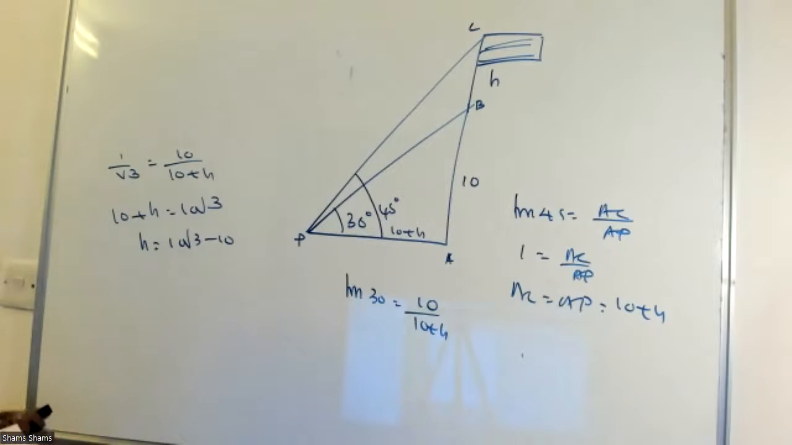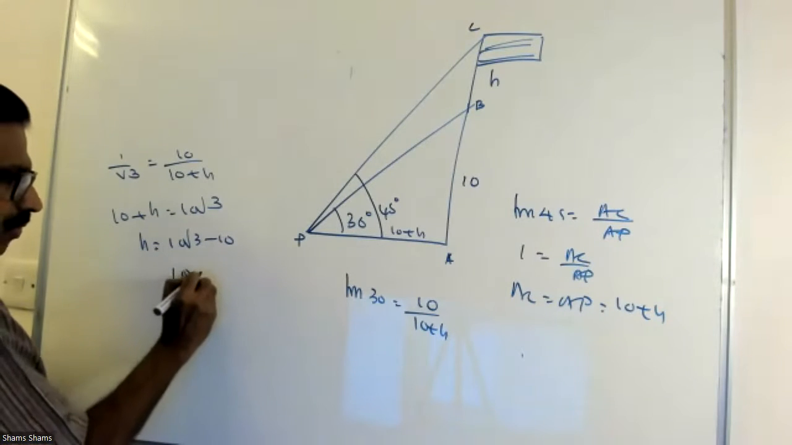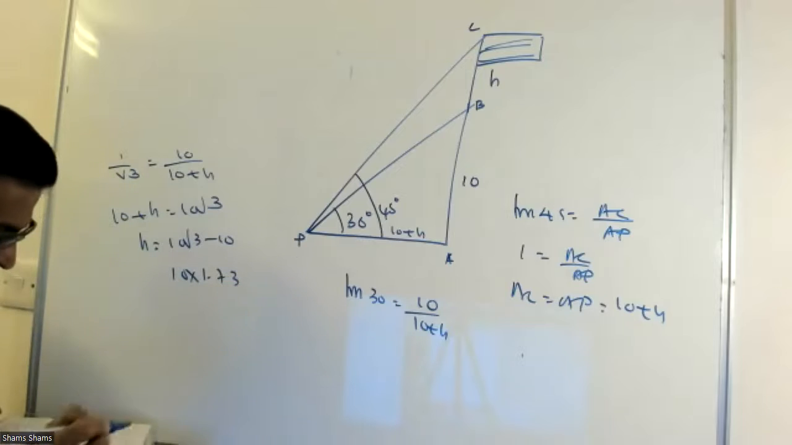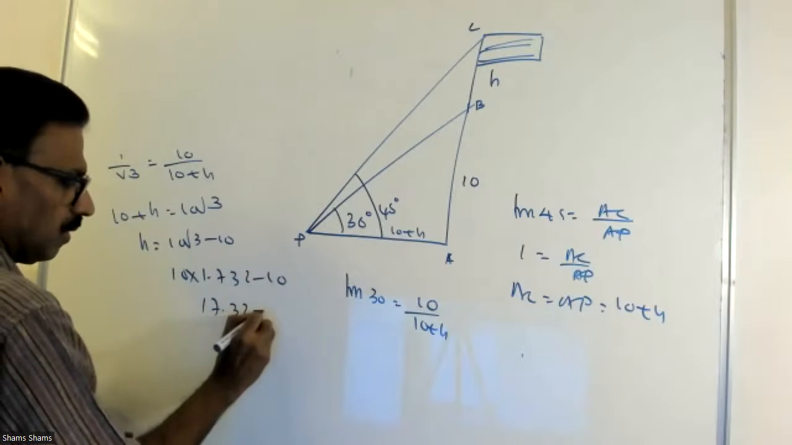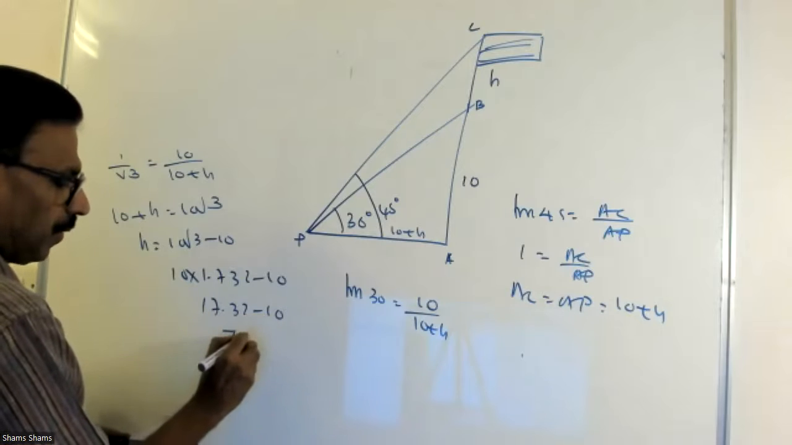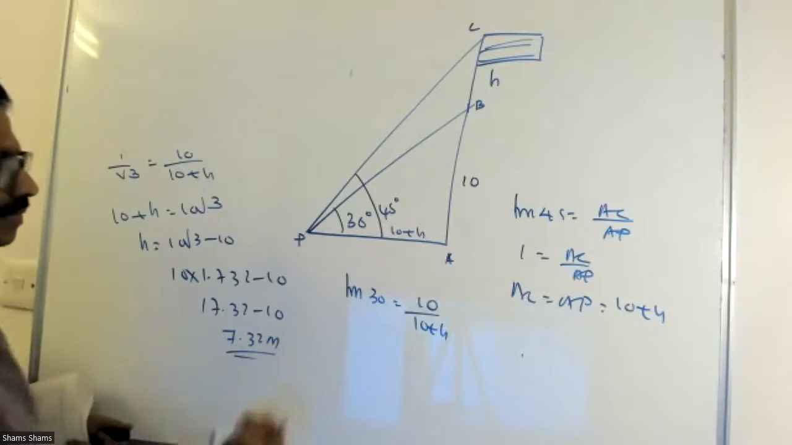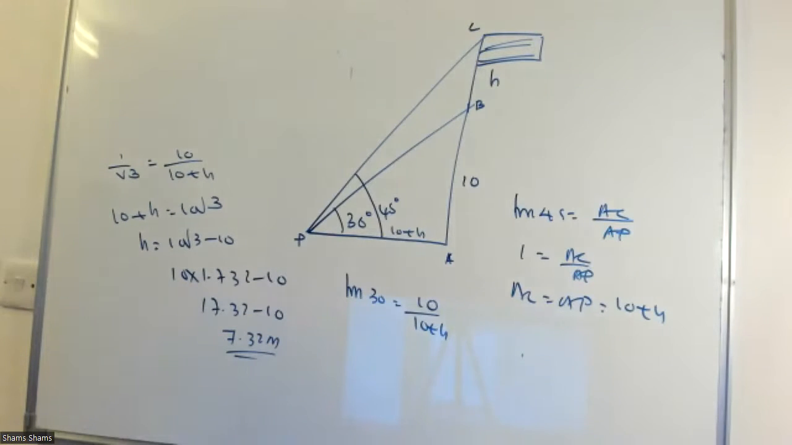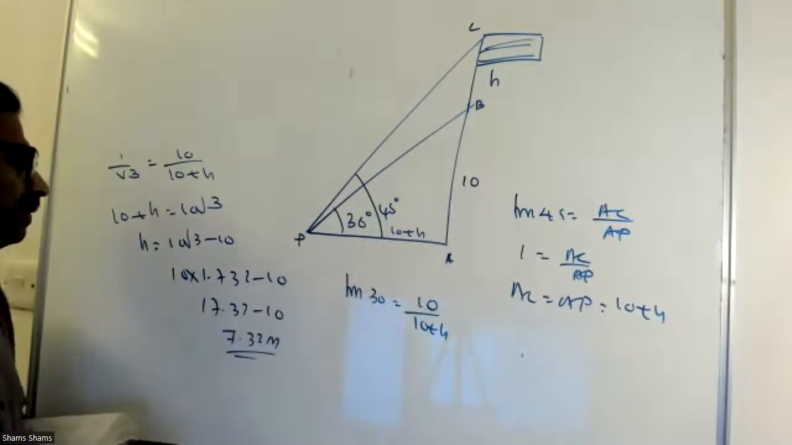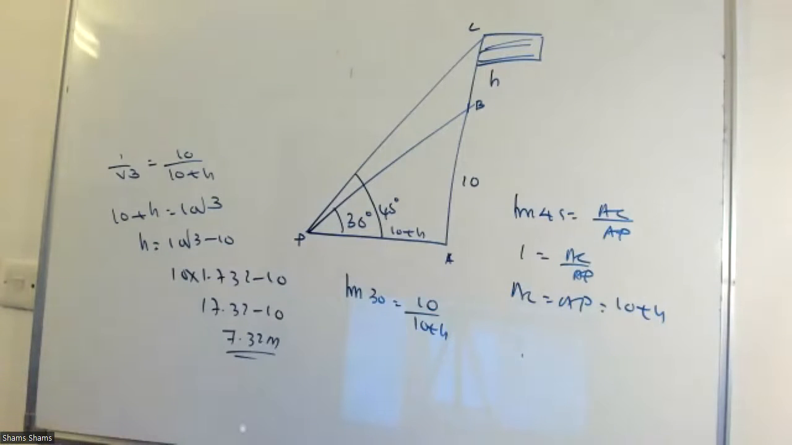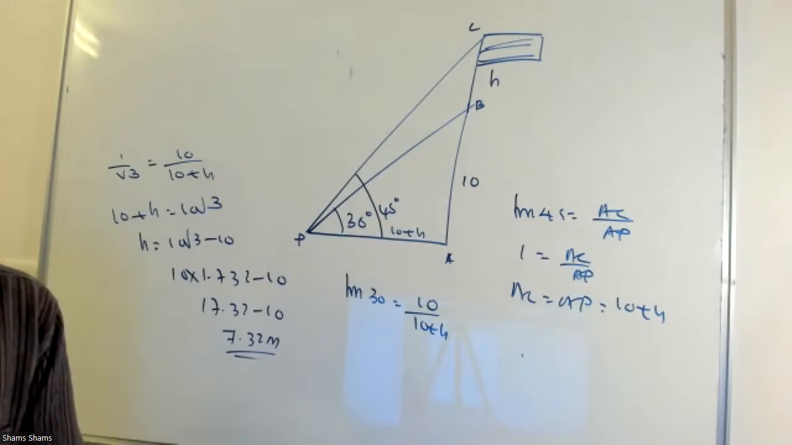Okay, root 3 value is given. 10 into 1.732 minus 10. 17.32 minus 10. That is 7.32 meter. So that means height is 7.32 meter. And this one, 17.32 meter. Divansh, clear now? Yes, sir.